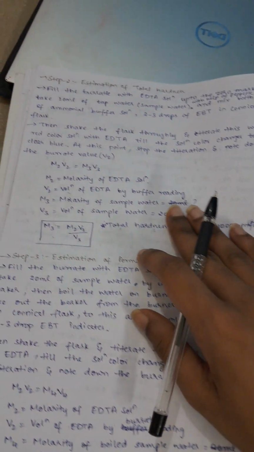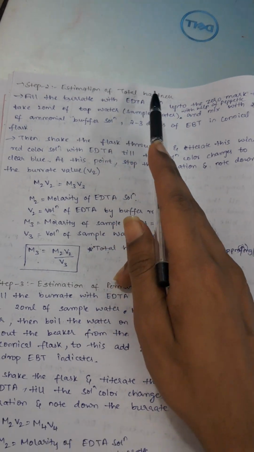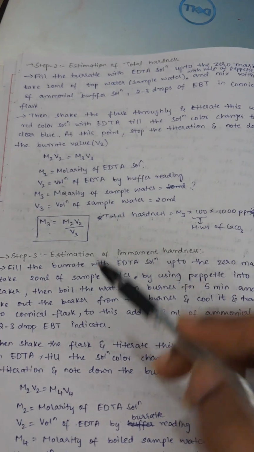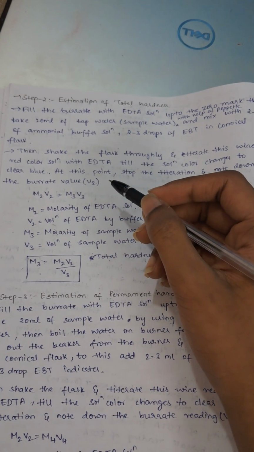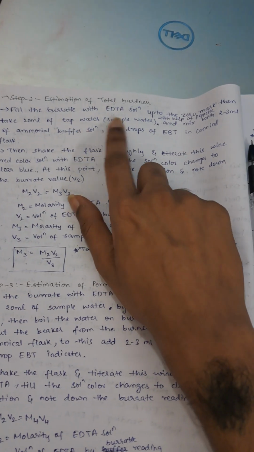Next, step 2. Estimation of total hardness. Step 3 is estimation of permanent hardness. So first we need to find estimation of total hardness. Same, fill the burette with EDTA.